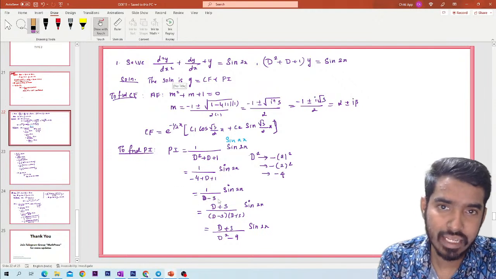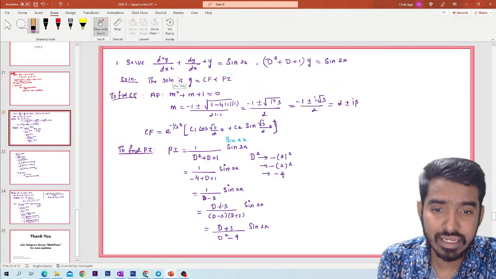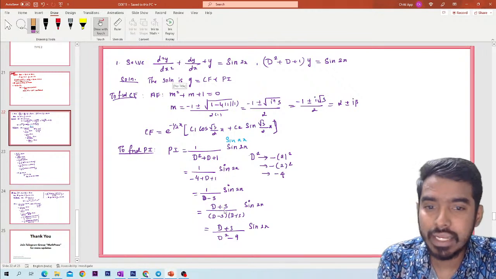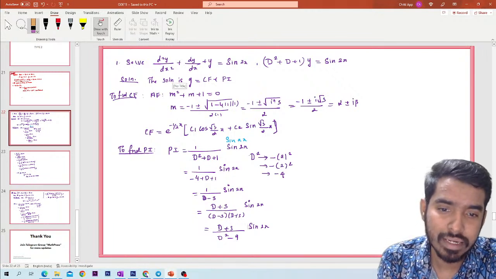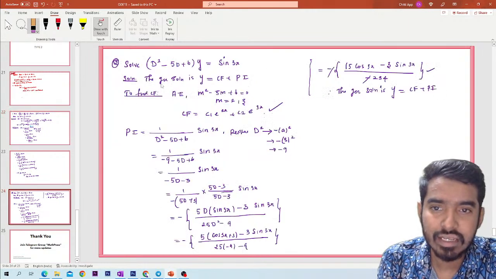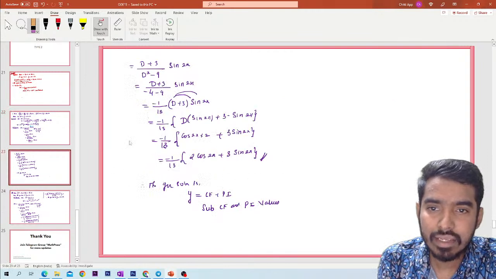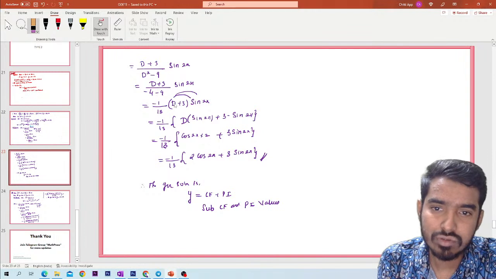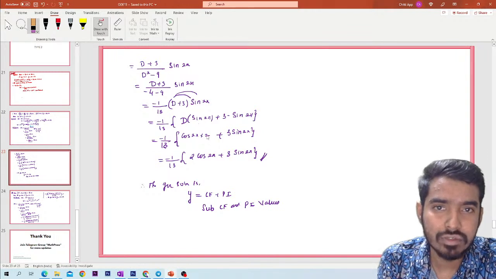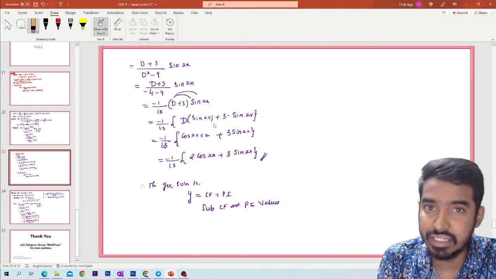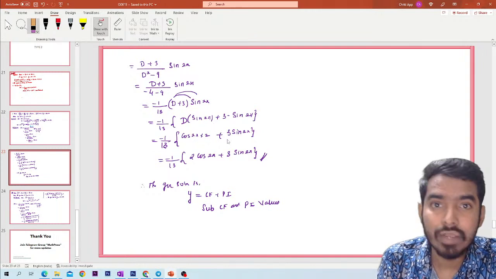So you will have something like D minus 3. After that, you have to take the conjugate, so multiply by D plus 3 in numerator and denominator. This will be the (a minus b)(a plus b) formula, which is a square minus b square. Then in the numerator we have (D plus 3) of sin 2x. So D of sin 2x plus 3 times sin 2x. Differentiation of sin 2x is cos 2x into 2. D of something means you have to differentiate; 1 by D of something means you have to integrate.